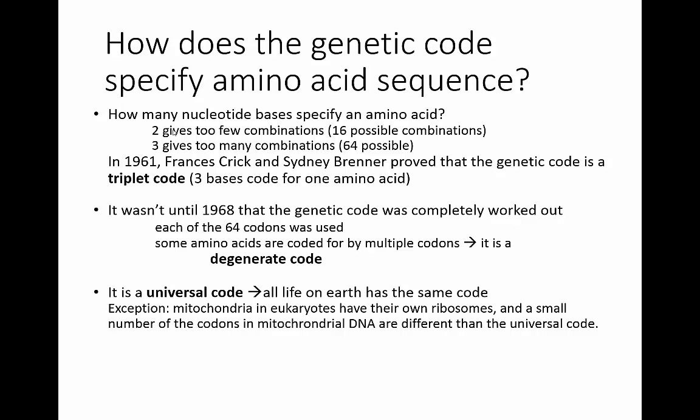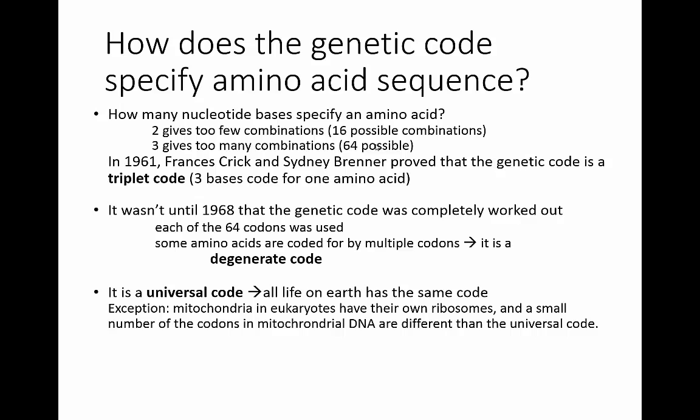One possibility people considered was that maybe two nucleotides could specify one amino acid, but that was quickly ruled out because two nucleotides only give 16 possible combinations with those four bases, and so that is actually not enough combinations since there's 20 amino acids. People looked at some other possibilities, 3 or 4, and 3 nucleotides gives 64 possible combinations.